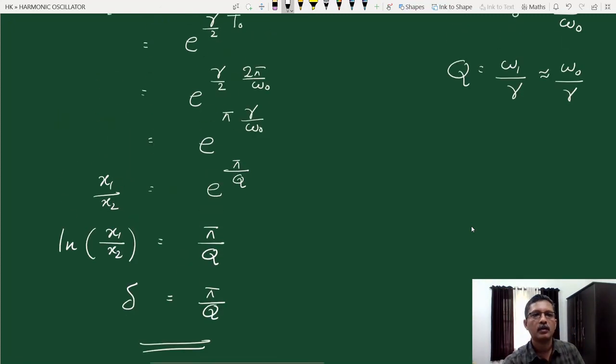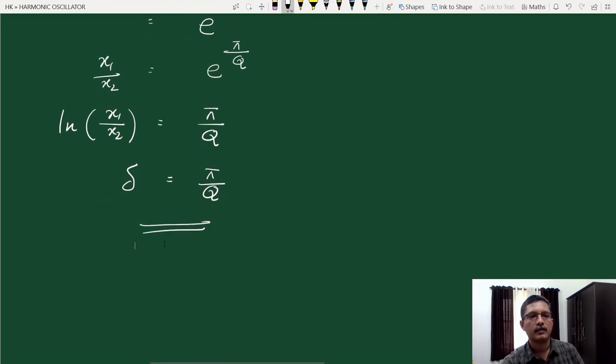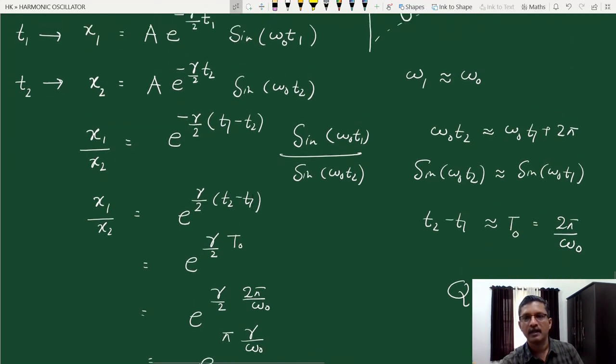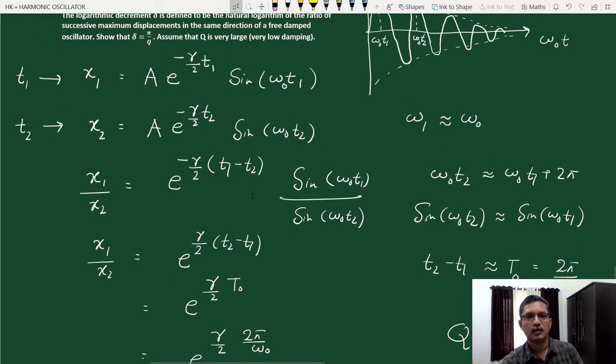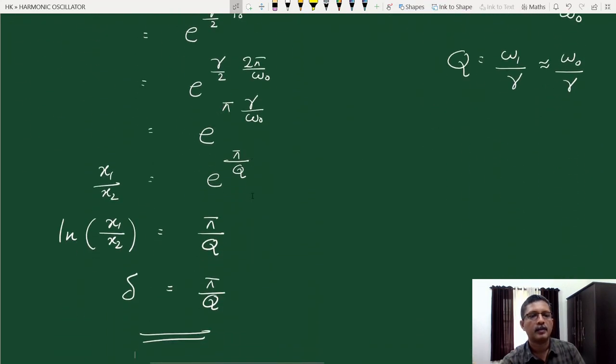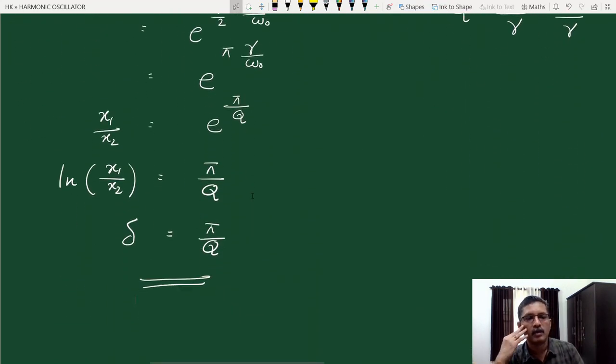Again notice that this expression for delta is valid in the approximation of low damping, that is, when the quality factor is high, gamma is low, and omega 1 is approximately equal to omega 0. Throughout we have used omega 0 instead of omega 1. So that is the idea of the quality factor, and you have to remember this equation, delta equals pi by Q, because in some problems the logarithmic decrement will be given and you will have to calculate other parameters of a damped oscillator.